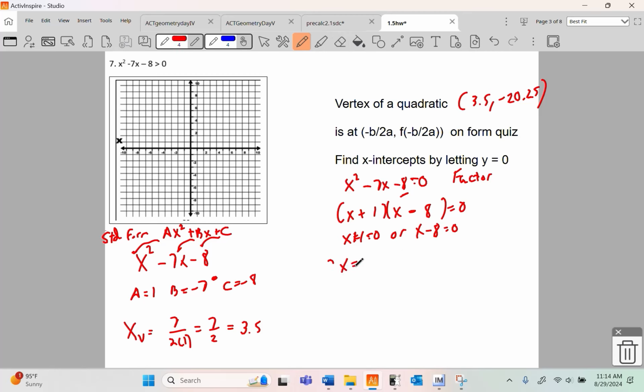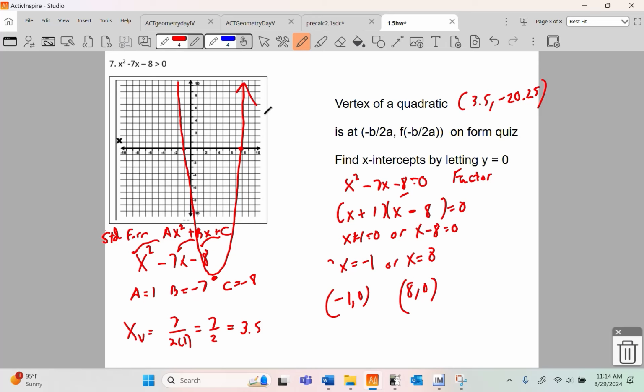That tells me that x is negative 1. Remember things lying about their sign? Or x equals 8. Technically, this is going to be negative 1, 0 and 8, 0. So this parabola has a vertex way, way, way, way down here, and then it passes through those points.